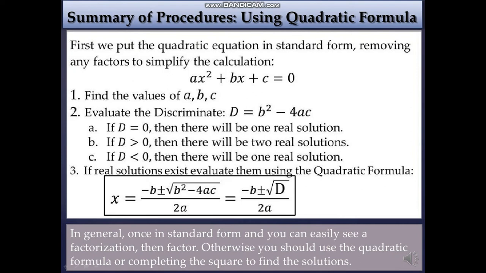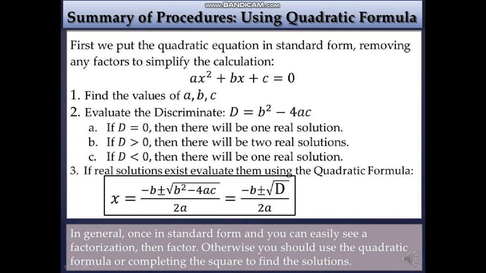Summary of procedures using quadratic formula. So this page gives us the conclusion of the quadratic formula. First we put the quadratic equation into the standard form, removing any factor to simplify the calculation. This is the standard form. Find the values of a, b and c. This is the first step. And the second step, evaluate the discriminant D equals b square minus 4ac.